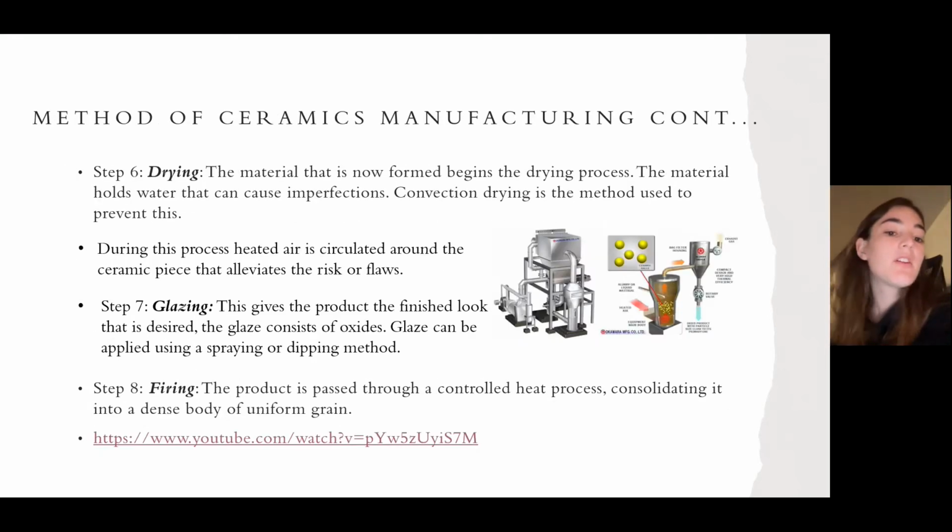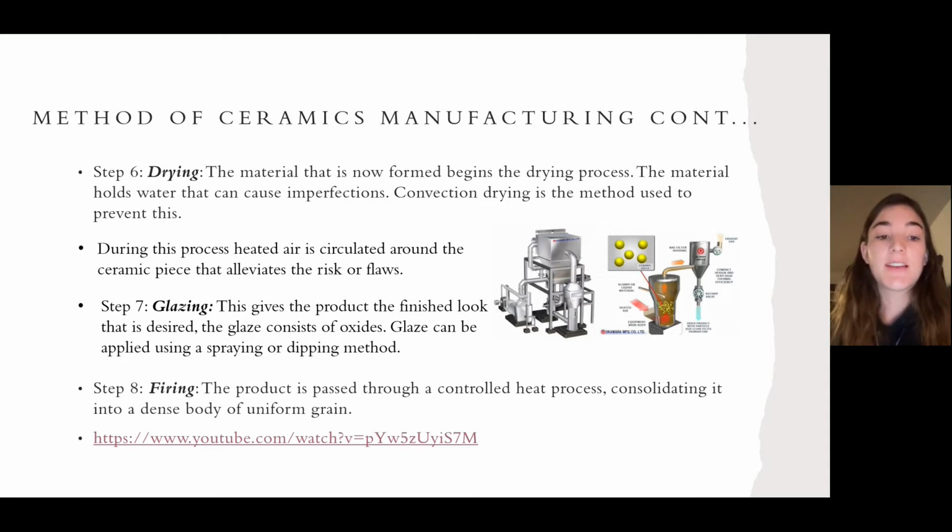Continuing, step 6, drying. The material that is now formed begins the drying process. The material does hold a lot of water. This water can cause imperfections, so convection drying is the solution to prevent any imperfections. Not saying that this prevents all imperfections, but this does help the process. So during this process of drying, heat is circulated around the ceramic piece, and this picture is a description of what's going on during that process.